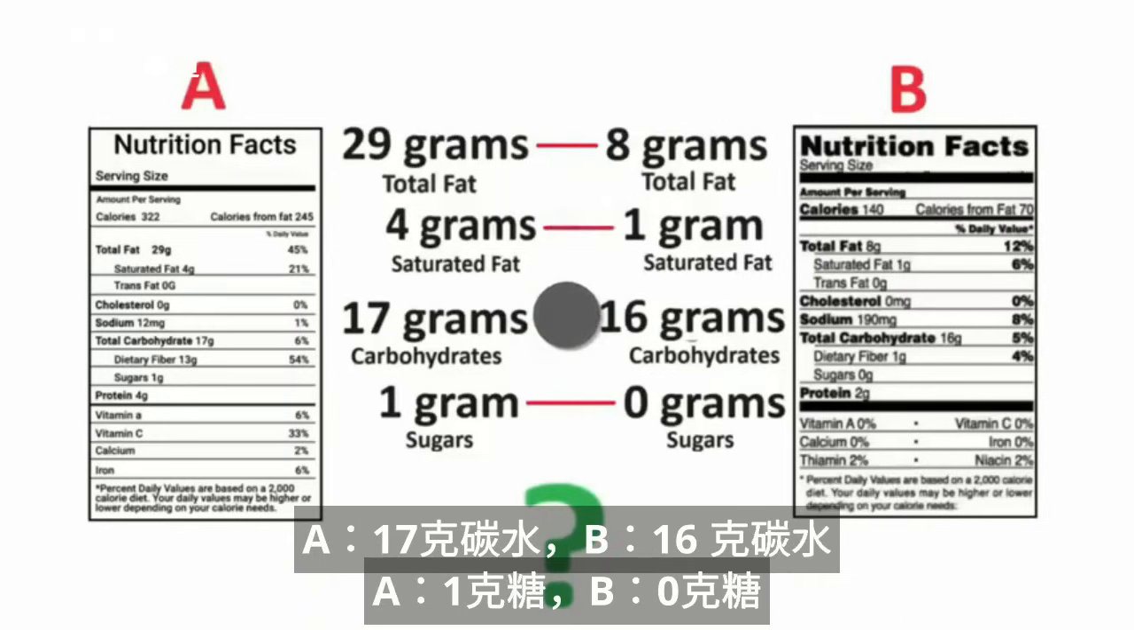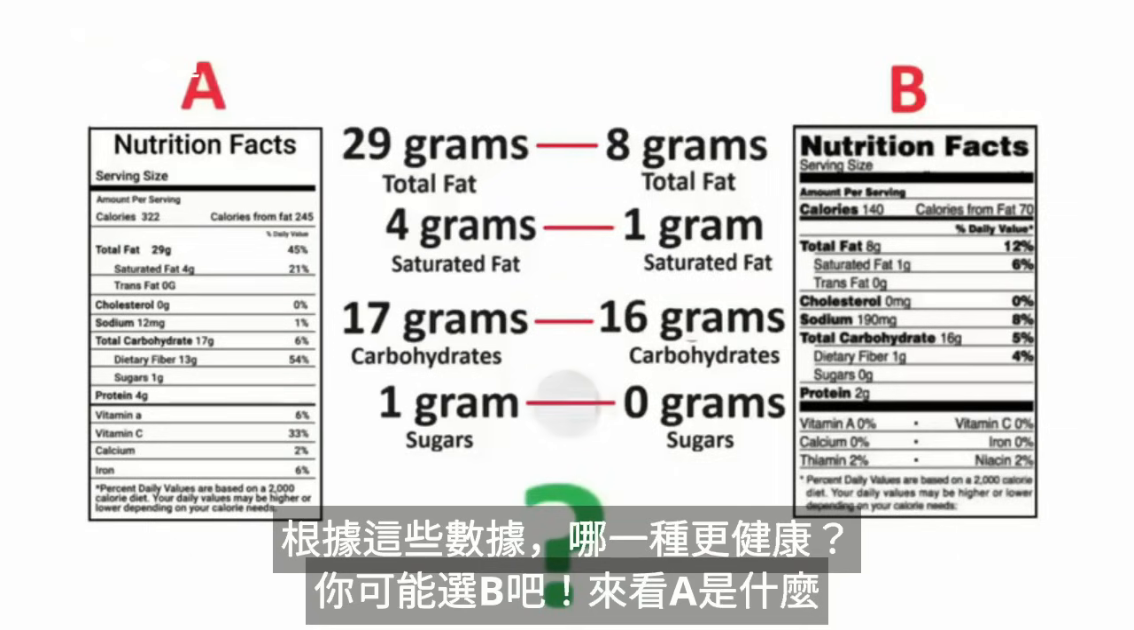On the left, there is 17 grams of carbohydrate. On the right, there's 16 grams of carbohydrate. On the left, there's 1 gram of sugar. And on the right, there's 0 grams of sugar. So, based on that data, which one is healthier? Now, you're probably going to pick B, right?